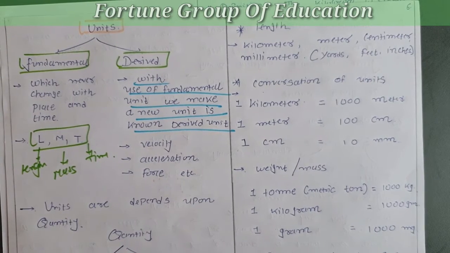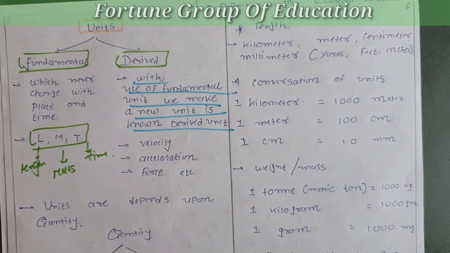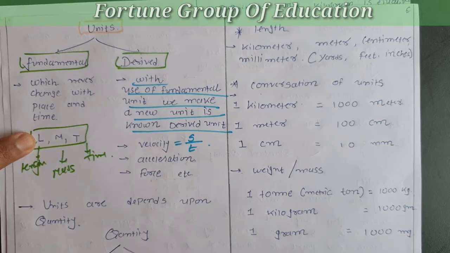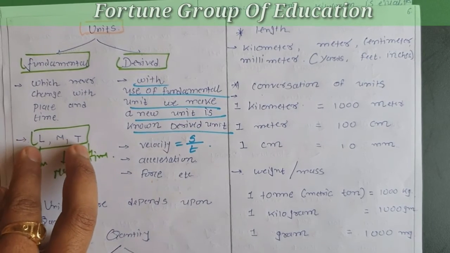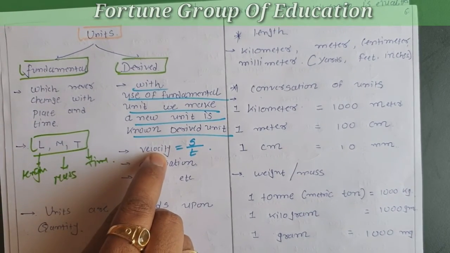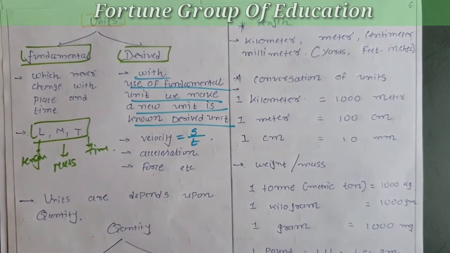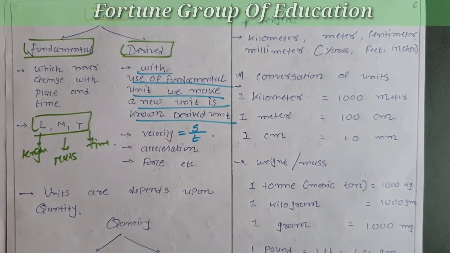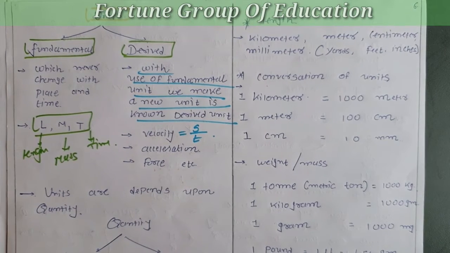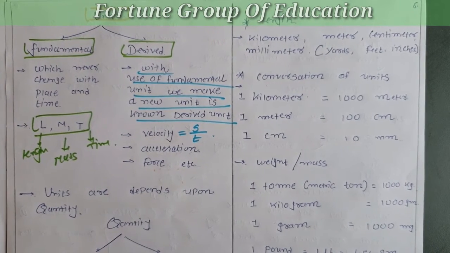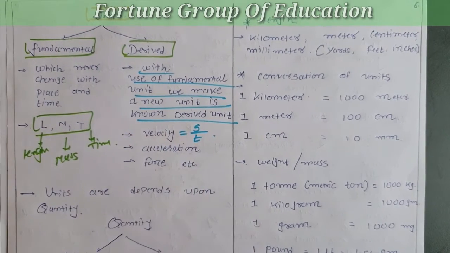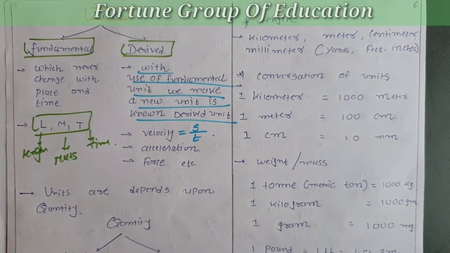Likewise velocity. If we travel some distance with respect to some time, velocity equals displacement upon time. The displacement is a length and the time is time. So we use 2 fundamental quantities and make a new quantity, velocity. It's a derived quantity. Similarly, acceleration equals velocity upon time, and force equals mass into acceleration. So if we use fundamental quantities and make a new quantity, it is known as a derived quantity. Okay, thank you.